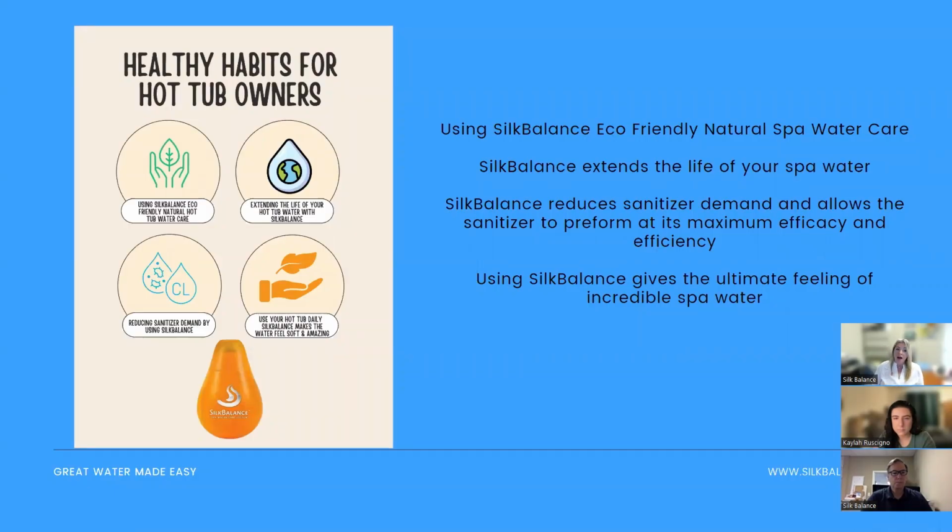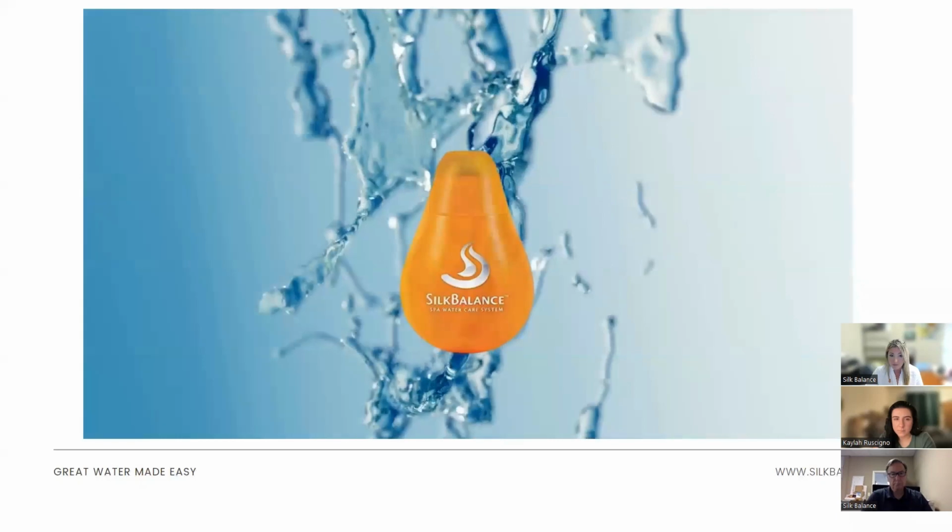So some healthy habits for hot tub owners: using SilkBalance because it's eco-friendly, extending the life of hot tub water with SilkBalance, reducing your sanitizer demand, your chlorine or your bromine, by having your pH levels in the recommended ranges, and by using your hot tub daily because SilkBalance makes the water feel soft and amazing.